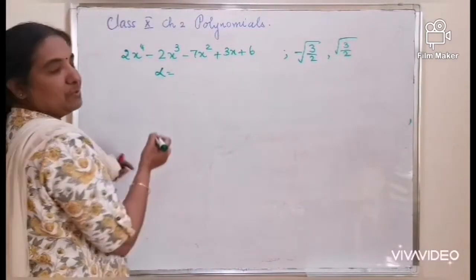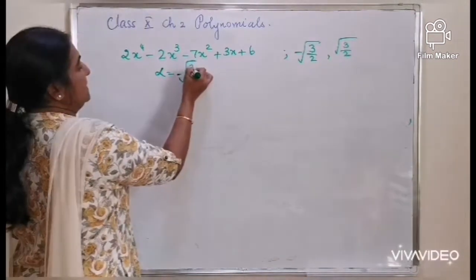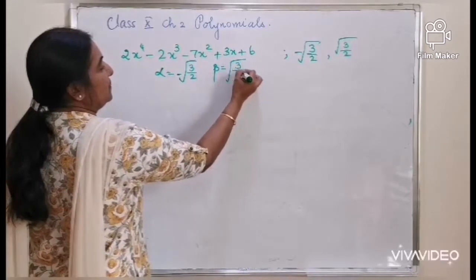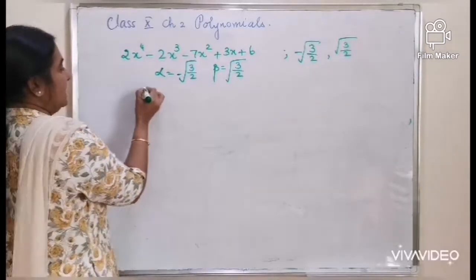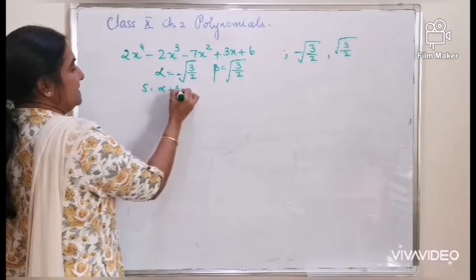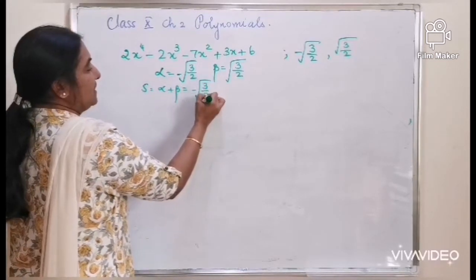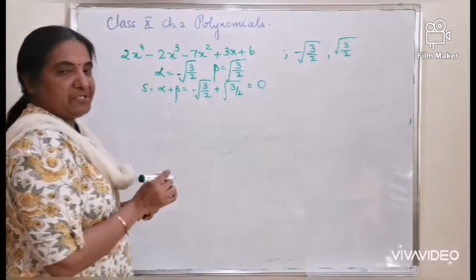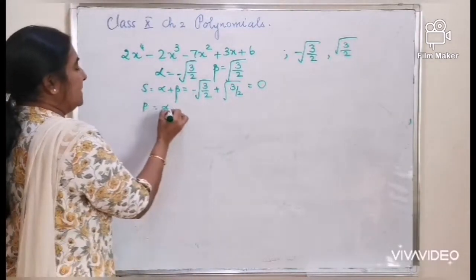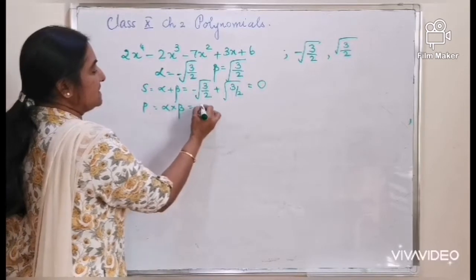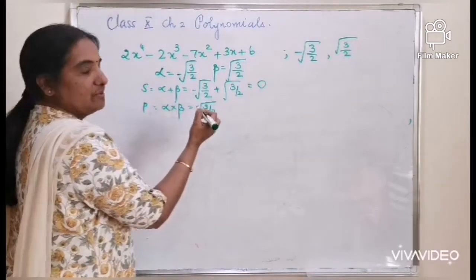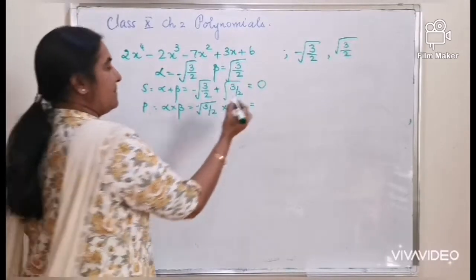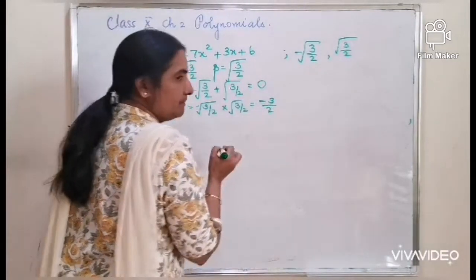Call the two zeros alpha is equal to minus root 3 by 2 and beta is equal to positive square root of 3 by 2. Sum of the zeros alpha plus beta is minus square root 3 by 2 plus square root 3 by 2. It becomes 0, and the product alpha into beta is minus square root 3 by 2 into positive square root 3 by 2, which is the same as minus 3 by 2.